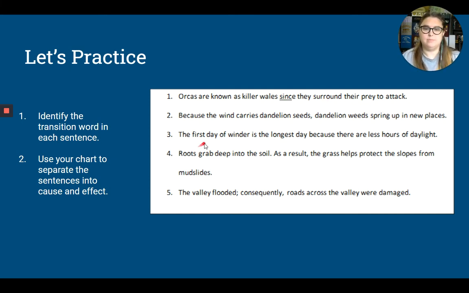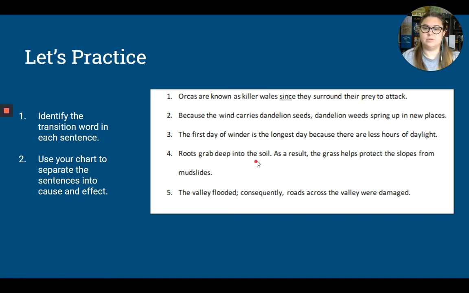How about number 3? The first day of winter is the longest day because there are less hours of daylight. Now I know this says winter, but it's supposed to be winter. It's just a spelling mistake. It happens to the best of us. And once again, I see that word because pop up in there. So in 2 of our examples, we're using that word because. Let's look at our 4th example.